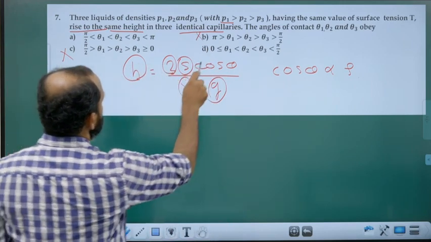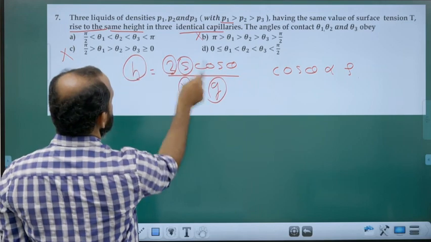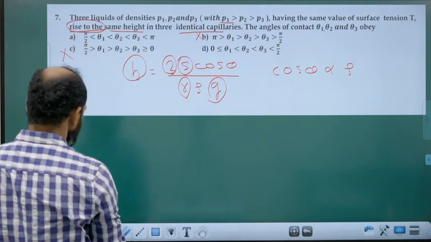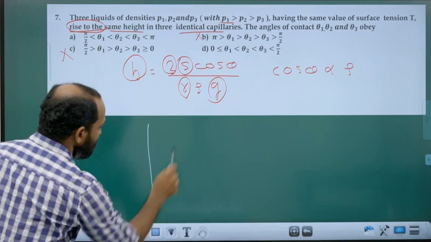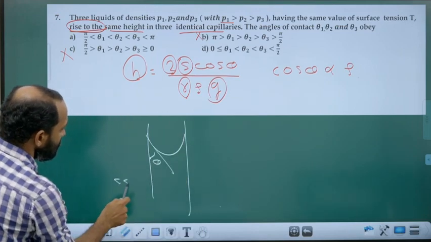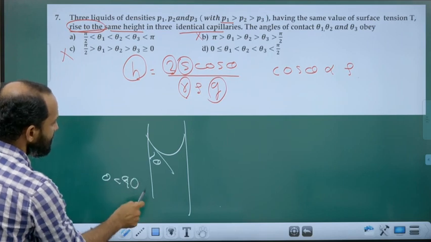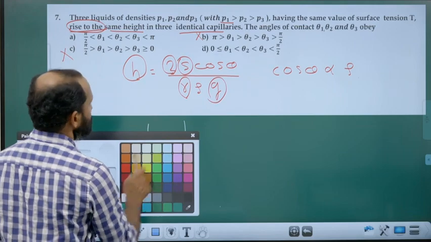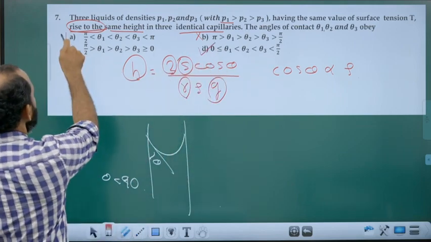Now, theta 1 is least in each of these options. But it is also given that the liquid rises to the same level. When there is capillary rise, the angle of contact theta is always less than 90, between 0 and 90. So the right choice is option D. It cannot be option A.